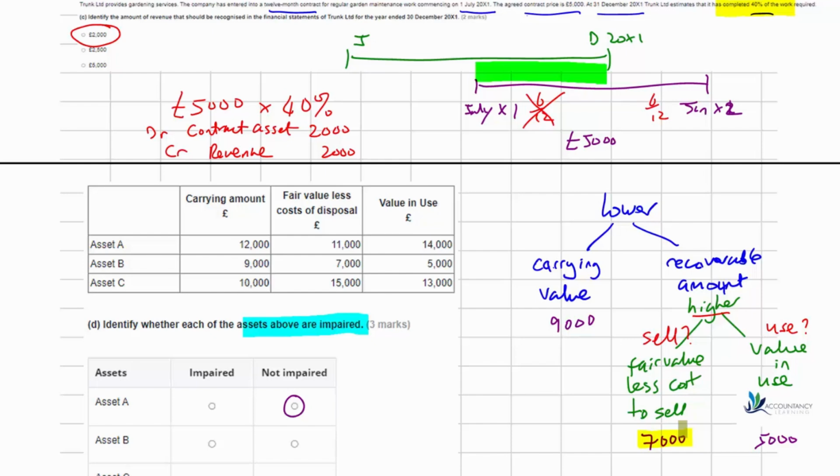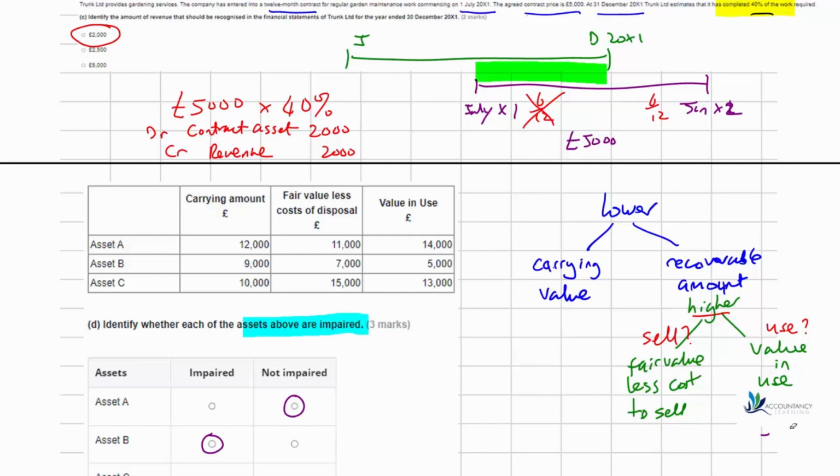But the number in the accounts is 9,000. But if we can only earn a maximum of 7,000 from this asset, that means the number in the accounts is too high. It looks too good, doesn't it? So in this case, we need to recognise an impairment of 2,000.